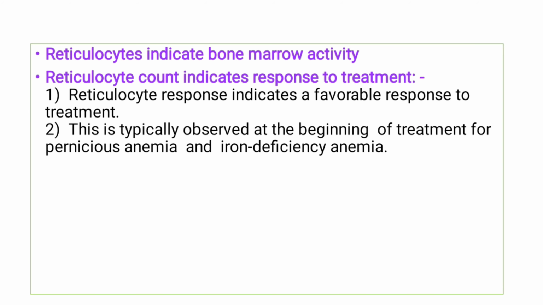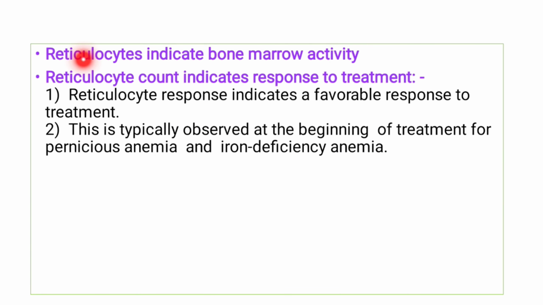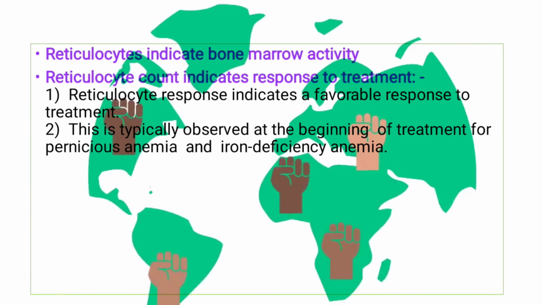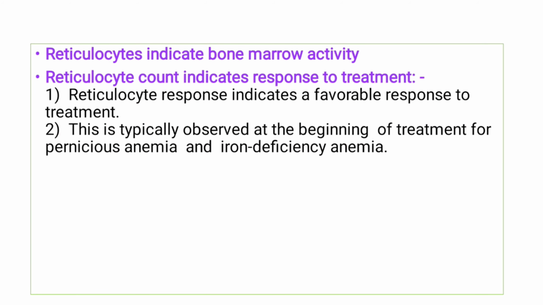In this slide, I am going to tell you why it's important to know about the reticulocyte counts. Reticulocytes indicate the bone marrow activity, so it directly reflects on the number of the reticulocytes present within the peripheral smears. Reticulocyte count also indicates the response to the treatment. As we know that in India there are so many cases of iron deficiency and pernicious anemia. When we start giving them the treatment, that is vitamin B12 in pernicious anemia and obviously iron in iron deficiency anemia, the reticulocyte count increases because of the formation of the RBC.